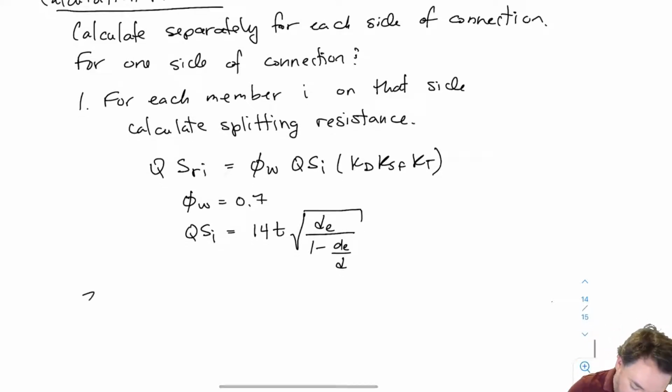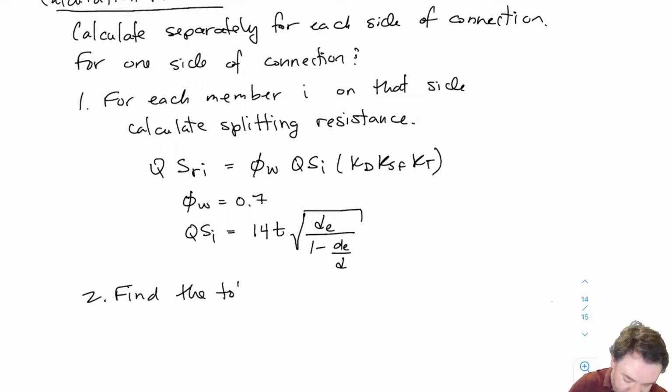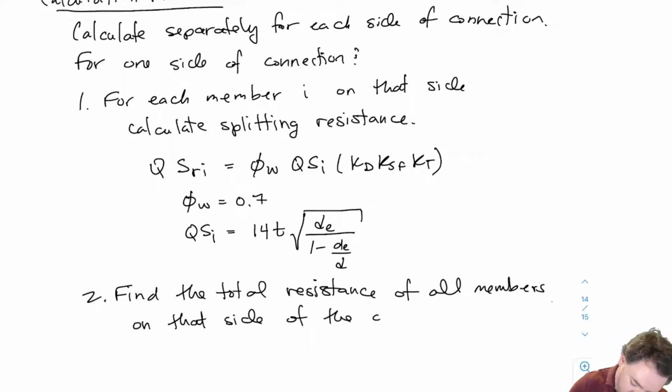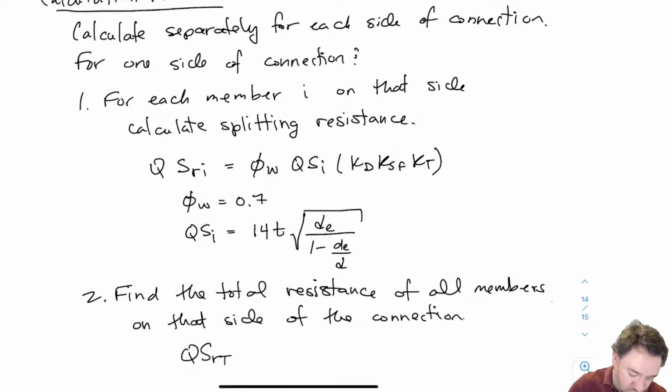And then if I have multiple members on that side of the connection, I'm going to repeat it for the other member on that side. And then I'm going to find the total. So Q for perpendicular, S for splitting, R for resistance, T for total, is the sum of all the individual resistances for each of the members. And that's it. That's how I get my QSRT, which is my total perpendicular to grain splitting resistance.